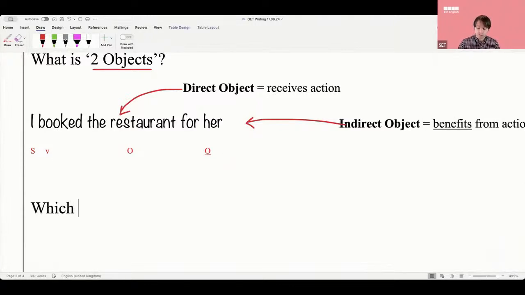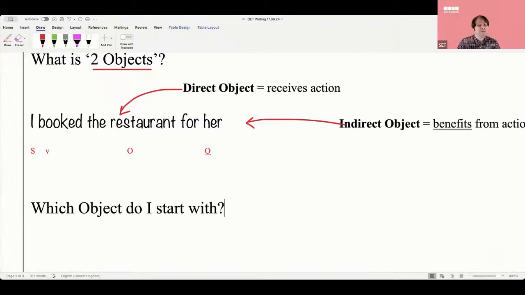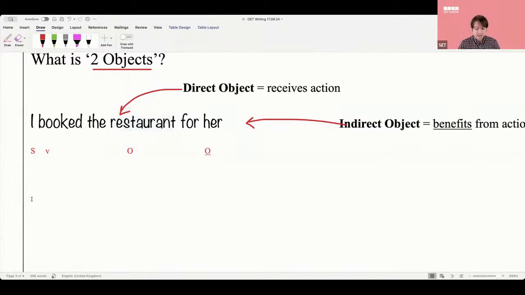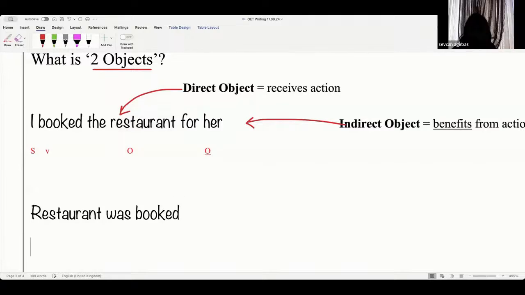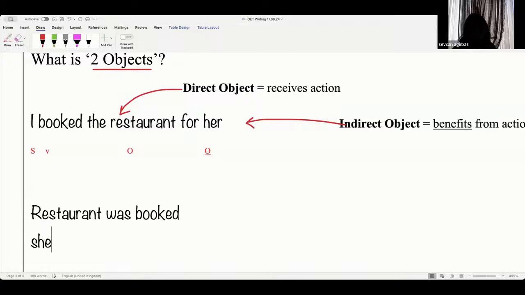Which object do I start with? Should I start with restaurant for passive? Should I say the restaurant was booked? Or should I say she was booked by me?